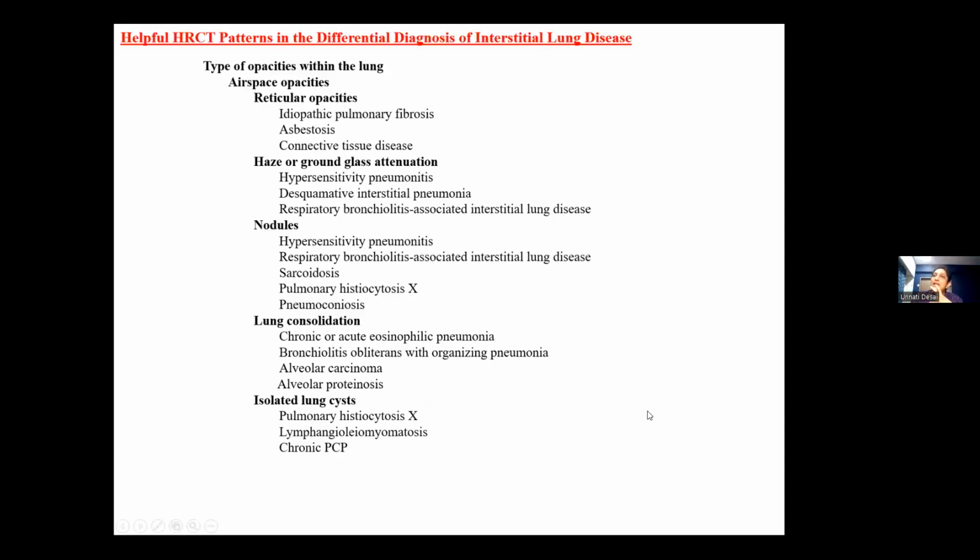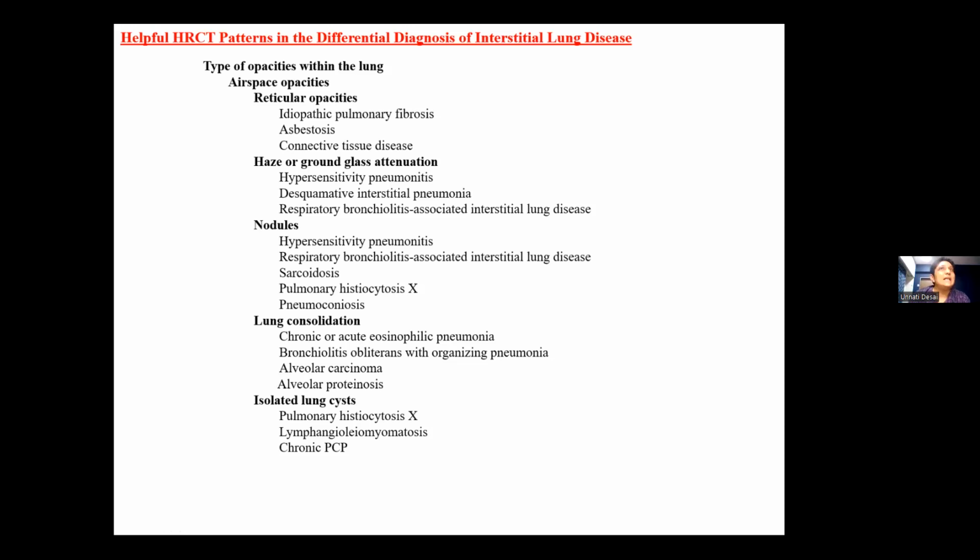Now, there are many other opacities or other lesions on the CT that are described. First and foremost is the reticular opacities. Reticular opacities are classically seen in all the common ILDs that present to us, be it idiopathic pulmonary fibrosis, be it connective tissue disease associated ILD, or be it occupational ILDs like asbestosis.